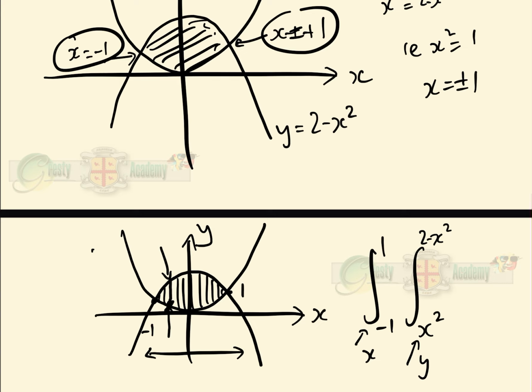Now we have our x and our y limits, and all we need to do is multiply by f of x, y, and then dy dx.